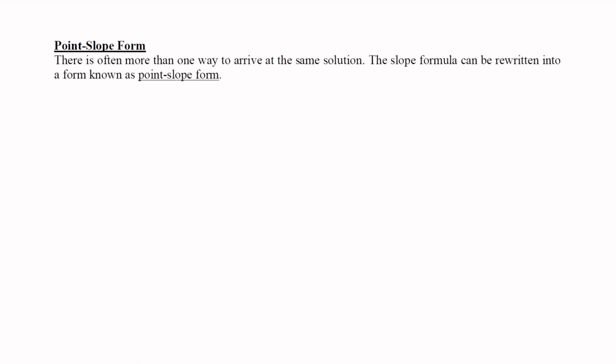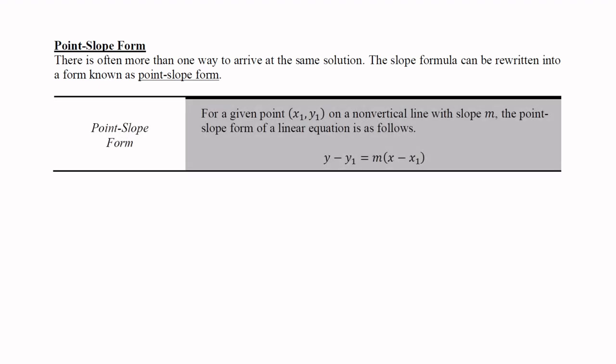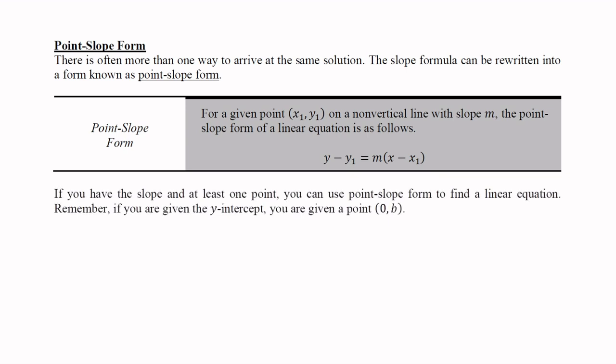There's often more than one way to arrive at the same solution. The slope formula can be rewritten into a form known as point-slope form. So point-slope form: for any given point (x1, y1) on a non-vertical line with slope m, the point-slope form of a linear equation is y minus y1 equals m times the quantity x minus x1. If you have the slope and at least one point, you can use point-slope form to find a linear equation. Remember, if you are given the y-intercept, you are given the point (0, b).